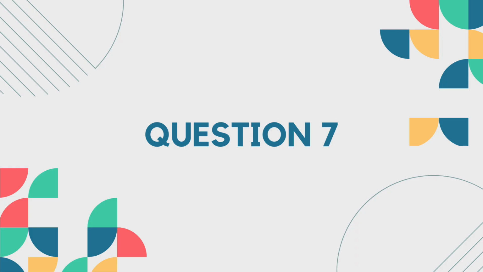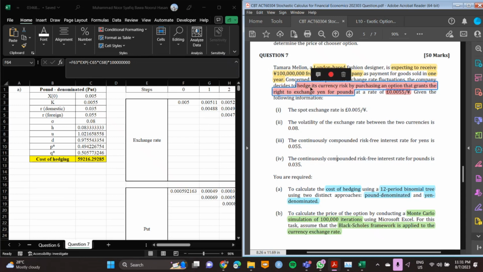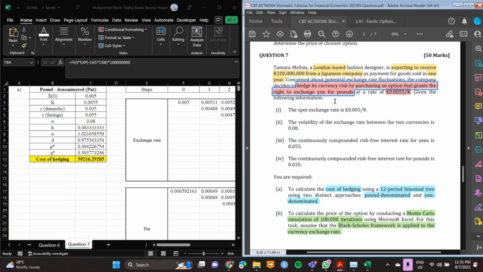Now let's move to question 7. Question 7 is about currency. A London fashion designer is expecting to receive 100 million yen from a Japanese company in 1 year. So the company decides to hedge risk by purchasing an option that grants the right to exchange yen for pounds. They are given the spot exchange rate, the volatility, and the risk-free rate for yen and also the pound.